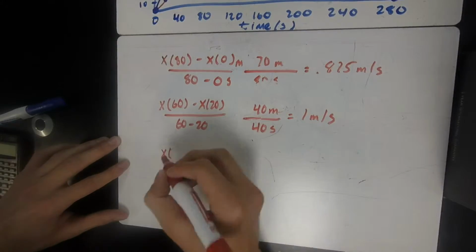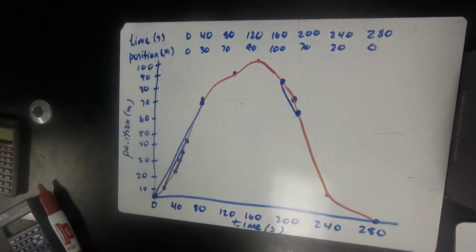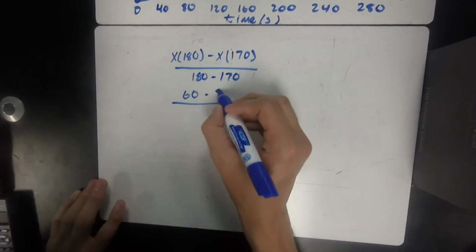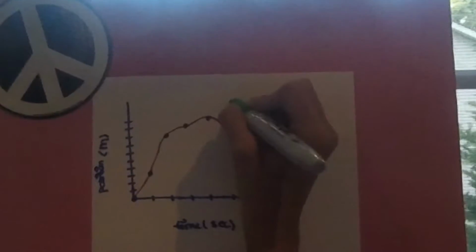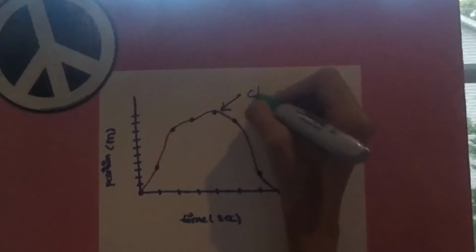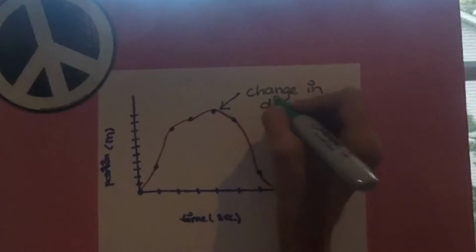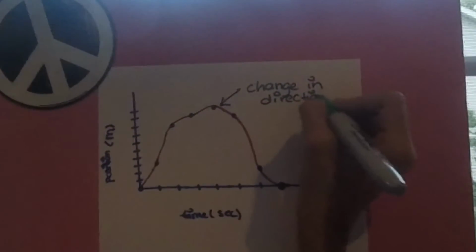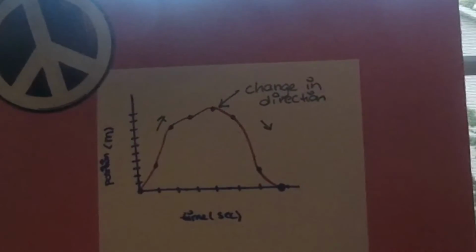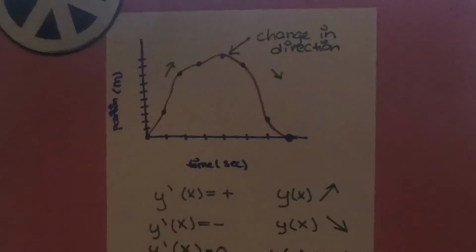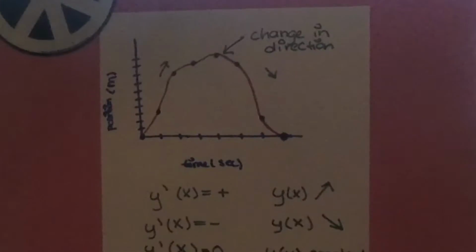The next secant line drawn is when the graph decreases. The approximate rate of change from 180 to 170 seconds was negative 2 meters per second. This can be supported by the graph because the direction changes. The derivative of a function can tell us whether the velocity is increasing or decreasing based on the sign of the derivative. Because the graph is increasing from the interval 0 to 160 seconds, the derivative would be positive, and since the graph is decreasing from 160 to 280 seconds, the derivative would be negative.